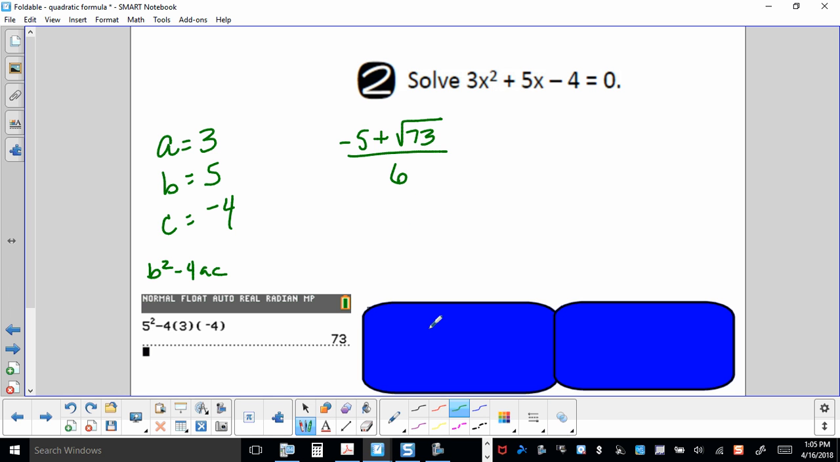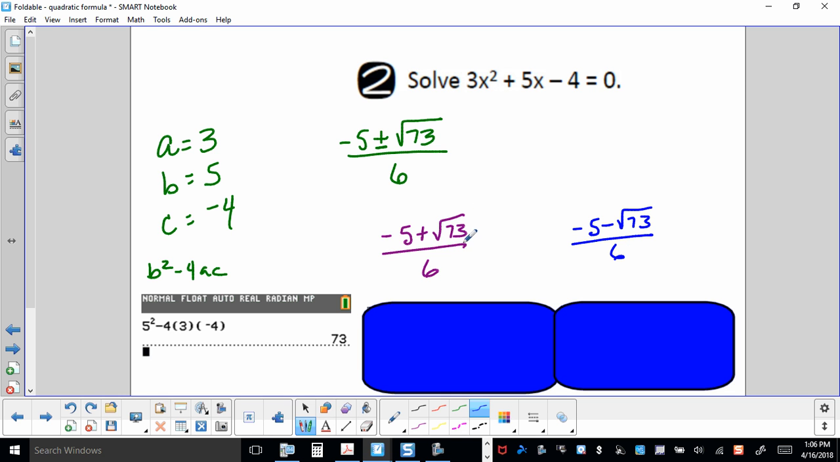So again, we have two different equations. We have minus 5, whoops, that was plus or minus the square root. We have minus 5 plus the square root of 73 divided by 6. And we have minus 5 minus the square root of 73 divided by 6.